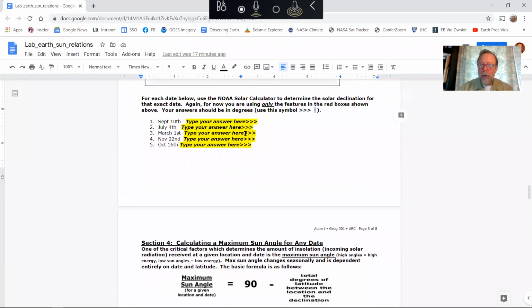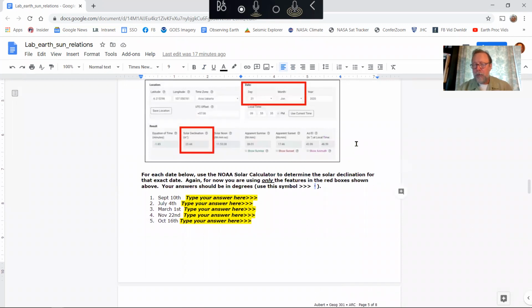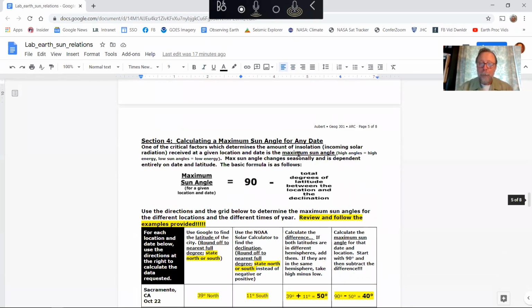So then moving right along, why do I need to give you a resource to figure out the declination? Because you should be able to, on any date of the year for any location in the world, tell me how high the sun's going to get in the sky. That's an important piece of information to determine how much energy we're going to get from the sun. Remember, hours and angles, hours and angles. So section 4 is all about calculating a maximum sun angle for any date and any location.